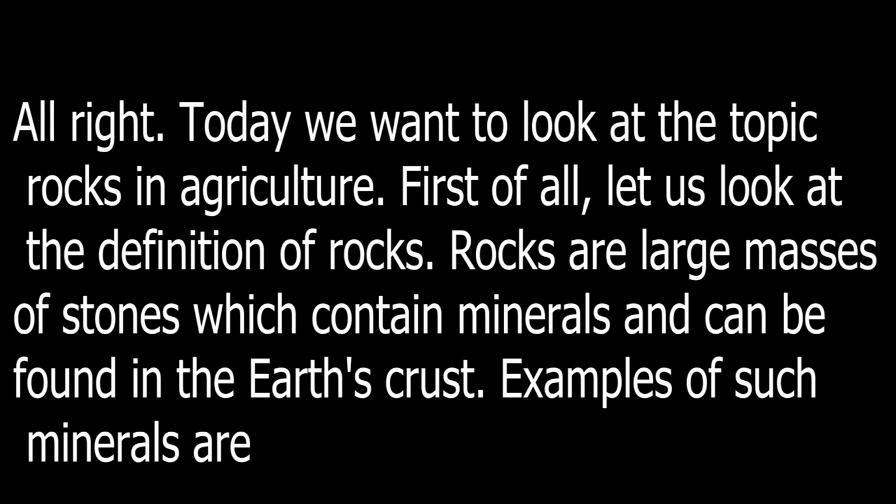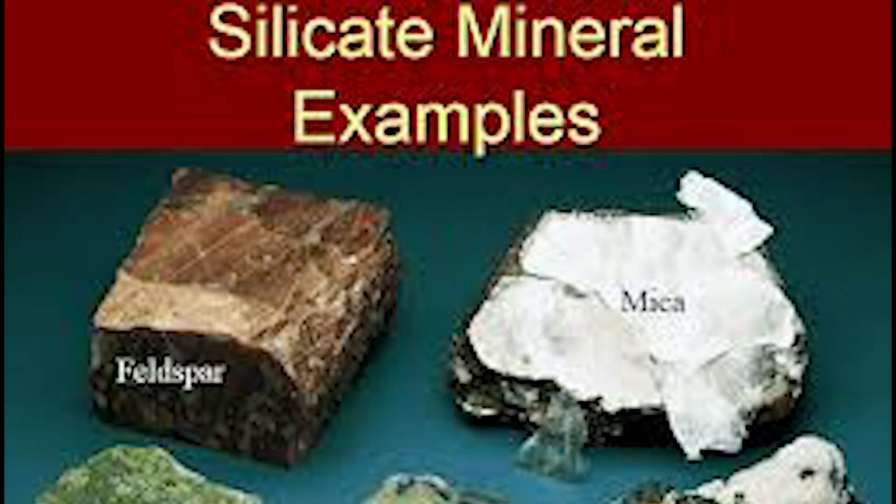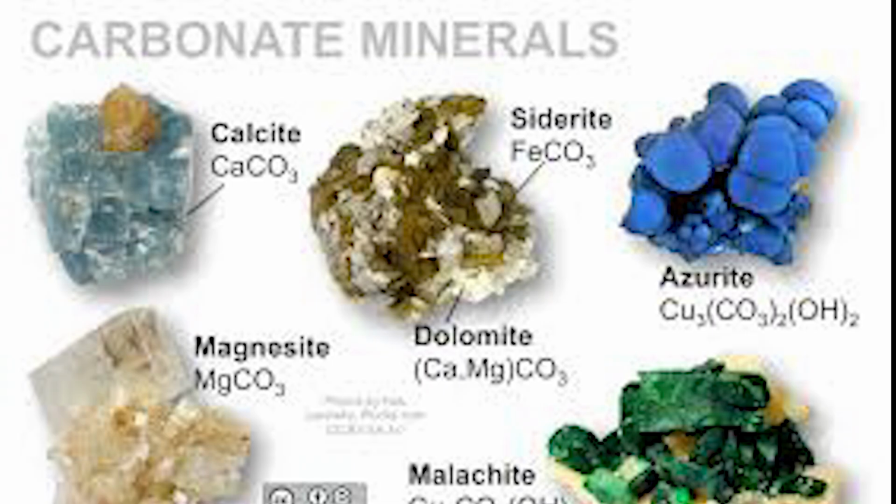All right, today we want to look at the topic rocks in agriculture. First of all, let us look at the definition of rocks. Rocks are large masses of stones which contain minerals and can be found in the earth crust. Examples of such minerals are silicate, oxides, carbonate.